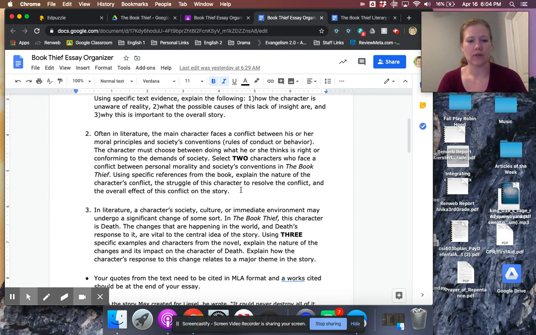And then you're just going to give your overall statement. You could say two characters that best exemplify a struggle, because that's your opinion. Your opinion is those two characters and how they fit into that prompt. So you're looking at what the conflict is, what the struggle of the morality versus society is, and then the overall effect of the conflict on the story.